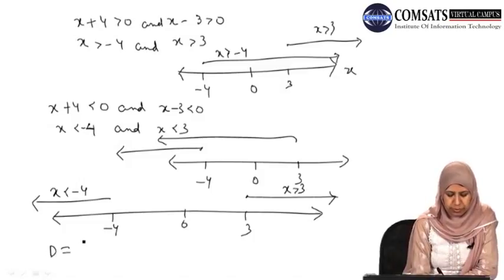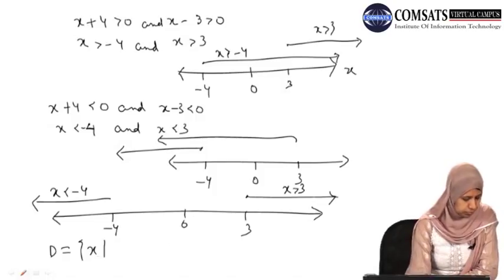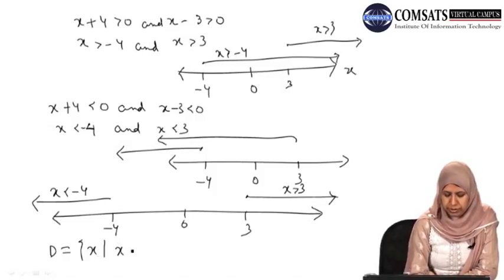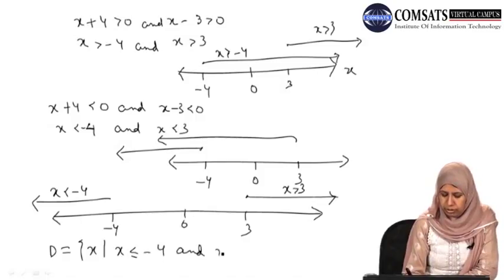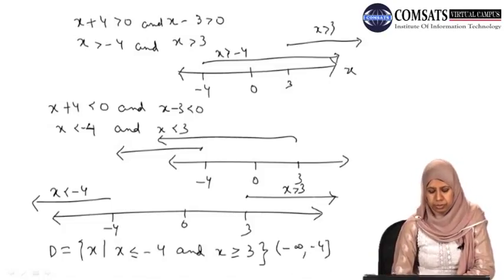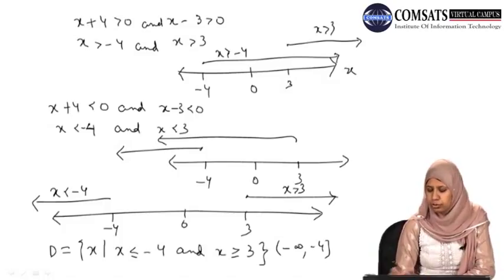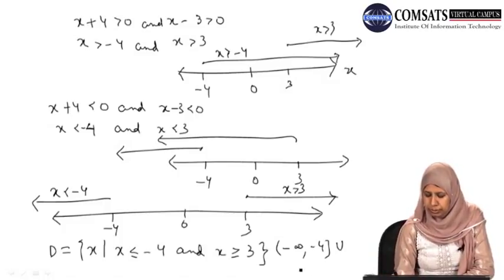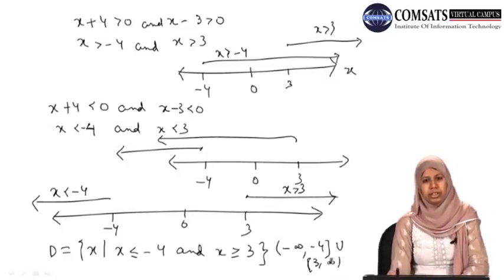So our domain is the set of x such that x is less than or equal to minus 4 or x is greater than or equal to 3, or in particular, in the interval form, we obtain minus infinity to minus 4, closed from this side because here we have less than or equal to, union, closed bracket 3 to infinity.